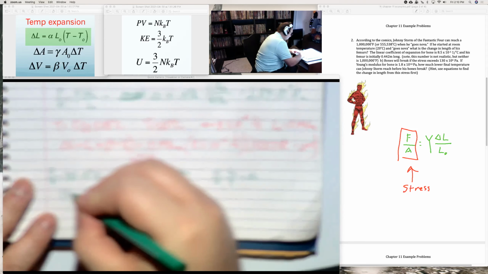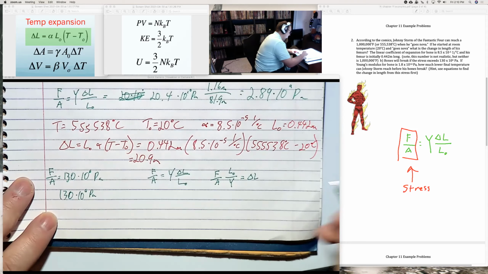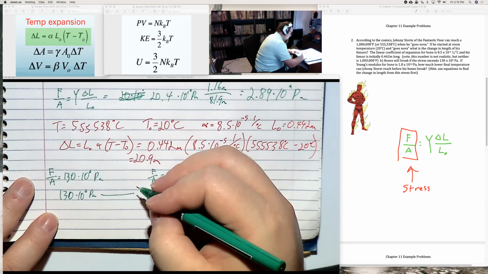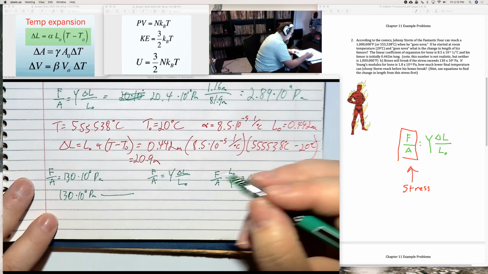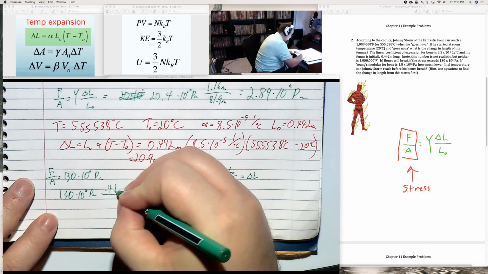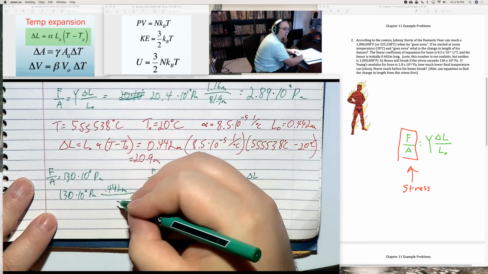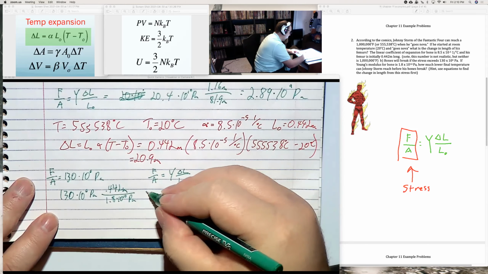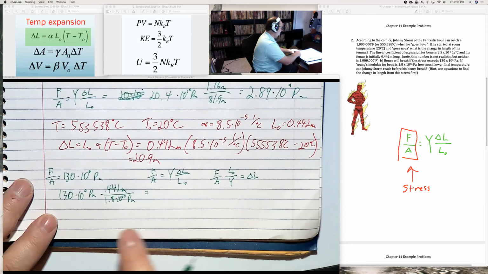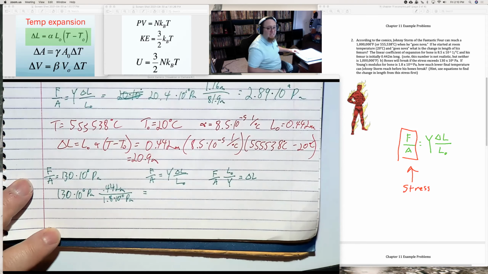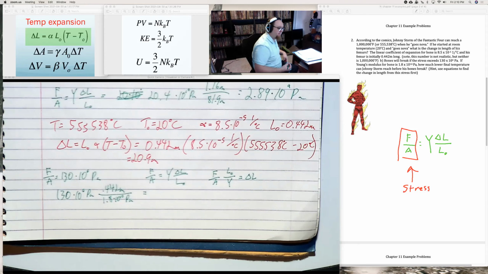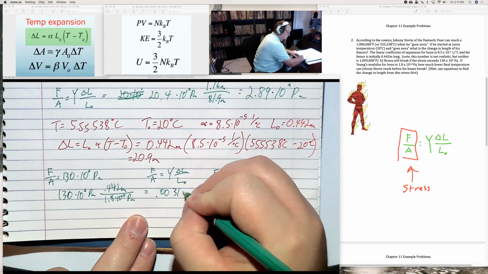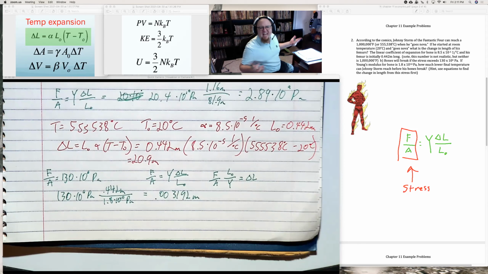That is 130 times 10 to the 6 pascals. I'll multiply by the initial length, 0.442 meters, and divide it by Y of bone, which is 1.8 times 10 to the 10th pascals. Note that I'm not doing F divided by A. F divided by A is that number. Stress is that. I could have also plugged in a P there if you really want. And I'll get the maximum length that this could try to change by: 0.003192 meters, which is slightly less than 20.